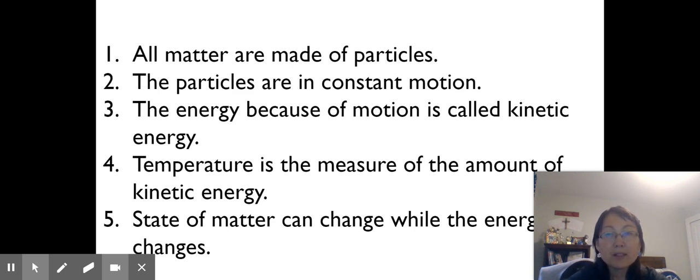Okay, so the state of matter can change when the energy changes. We can give it energy. This is called endothermic process, or it can release energy. We call it exothermic process. Because of that, the physical state can change. Those are physical changes. Okay, six vocabularies you need to know: freezing, melting, condensation, evaporation, deposition, and sublimation.